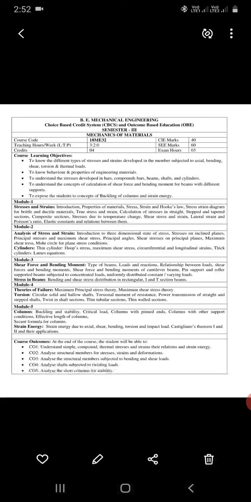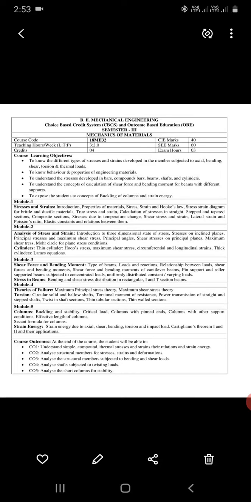Also, we'll learn cylinders, another topic in module 2, especially thin and thick cylinders. So Hoop stress, maximum shear stress, circumferential and longitudinal stress, and Lame's equation. Everything we will discuss in the cylinders: the stresses developed in cylinders for external or internal pressure. So this was about module 2.